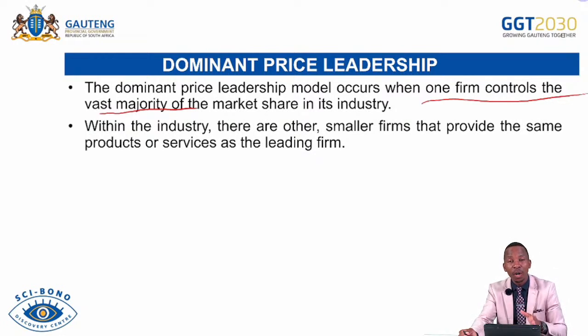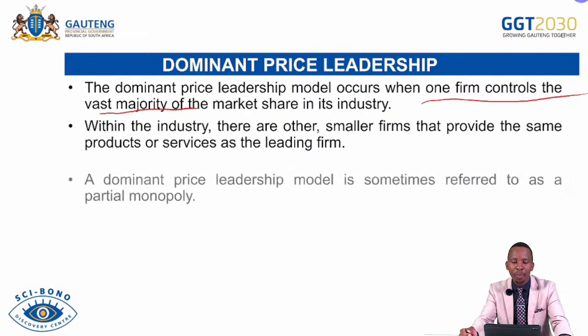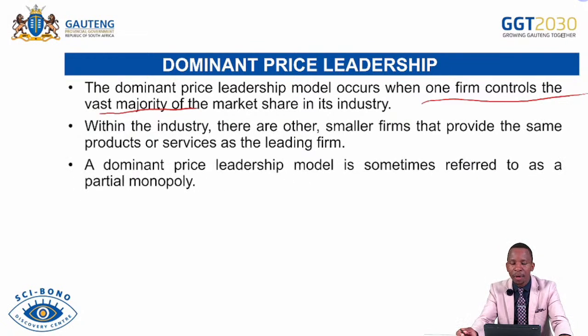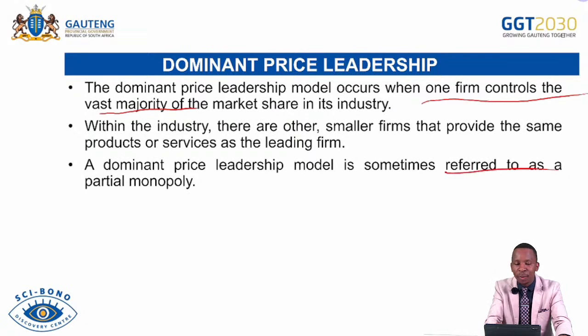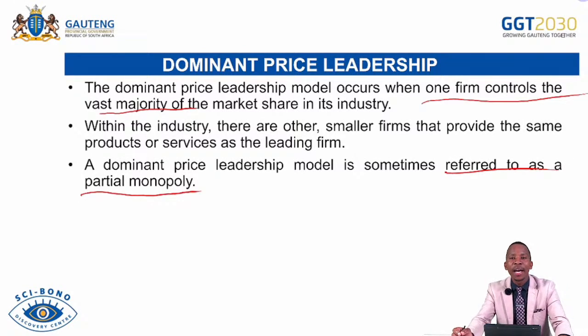However, because this firm has more market share or more market dominance, this firm will always be favored to make decisions for the entire market, and other firms will simply follow behind. A dominant price leadership model is sometimes referred to as a partial monopoly. So this one can be referred to as what we call a partial monopoly. Why? Because this firm on its own can make these bigger decisions that can influence other firms to make decisions too.